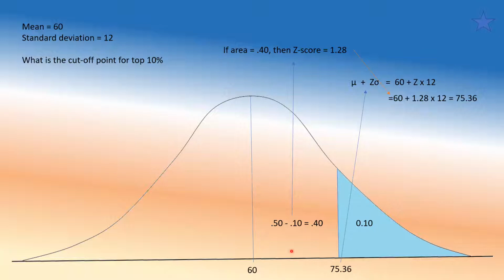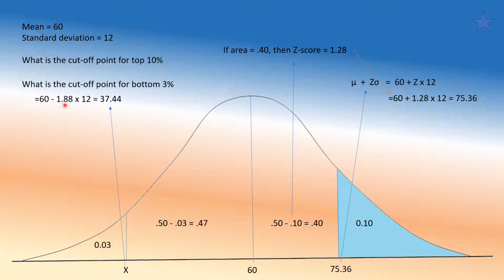That's the cutoff, if the mean is 60 and sigma is 12. Okay. What about, suppose you want to do the bottom 3%? A bottom 3% means this is 0.47. Remember, we have to find the area from the mean to the point. So it's 0.47. If you look in the table for 0.47, you'll get 1.88 as the z-score. Again, remember, we are below the mean, so it's negative. So 60 minus the z-score times 12 is 37.44. And we are done. Now we go to Excel and see how Excel is used in solving normal distribution problems.